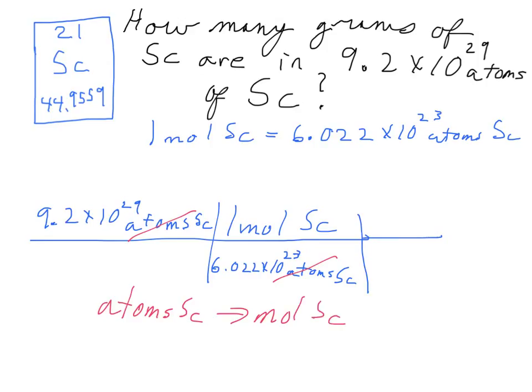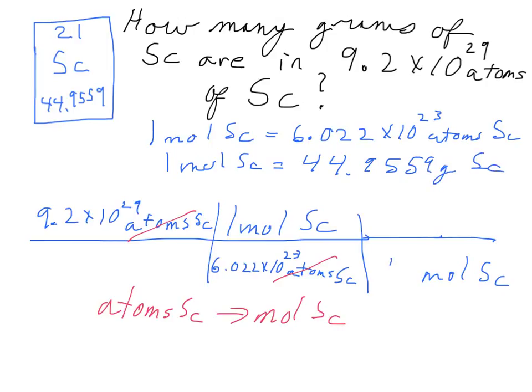I don't want moles of scandium, so I know I'm going to get rid of moles of scandium. What do I know about scandium? Well, because I watch Netflix. No, I'm sorry. I know that 1 mole of scandium, according to my periodic chart, is 44.9559 grams of scandium. So 1 mole of scandium, 44.9559 grams of scandium. I multiply everything on top. I divide through by everything on the bottom.